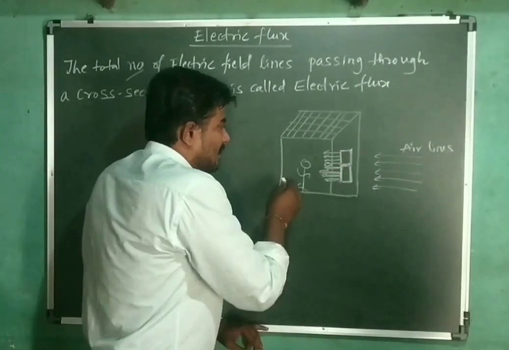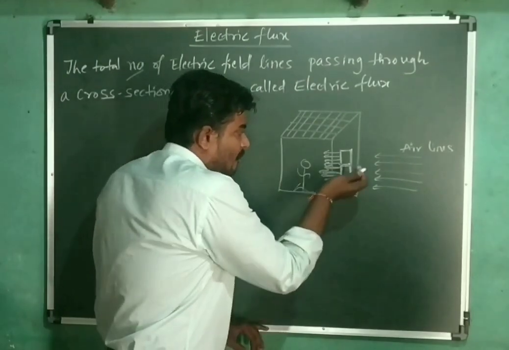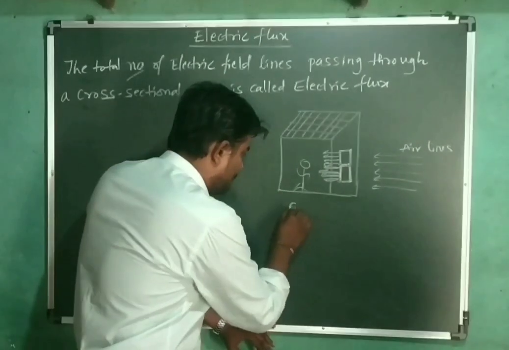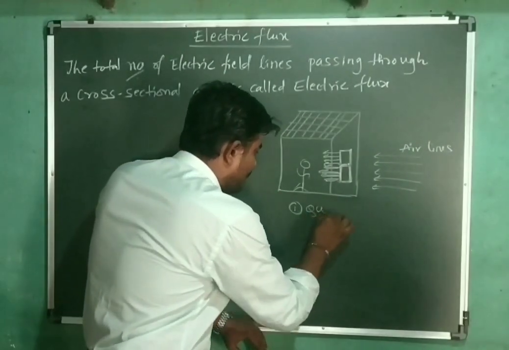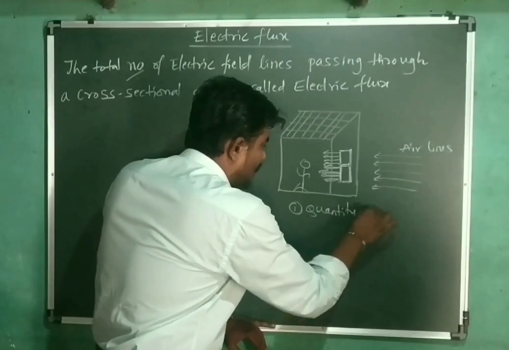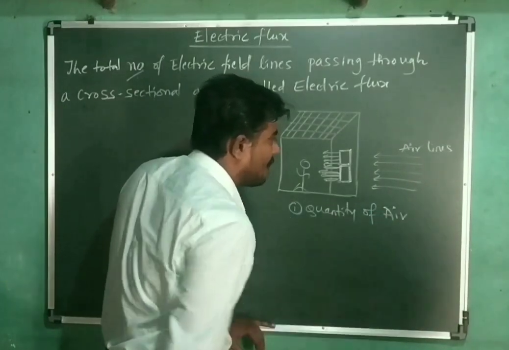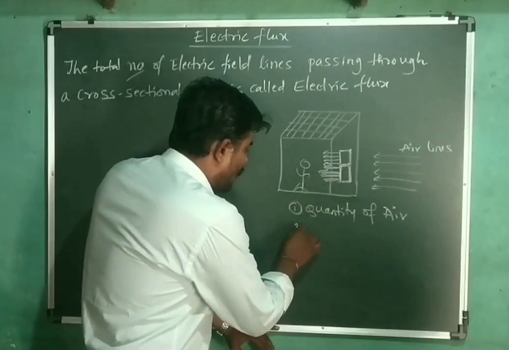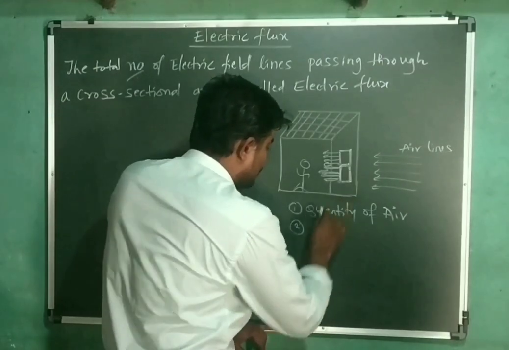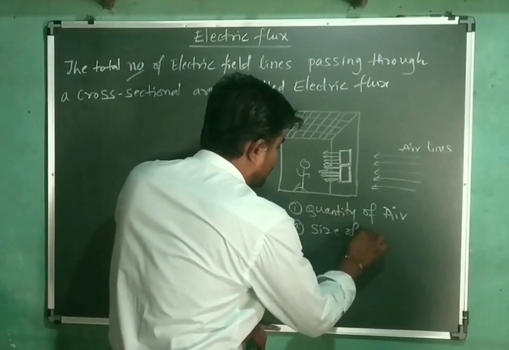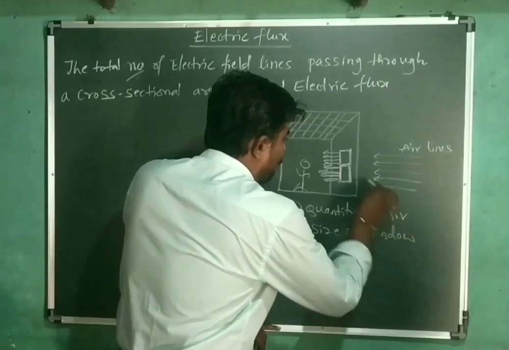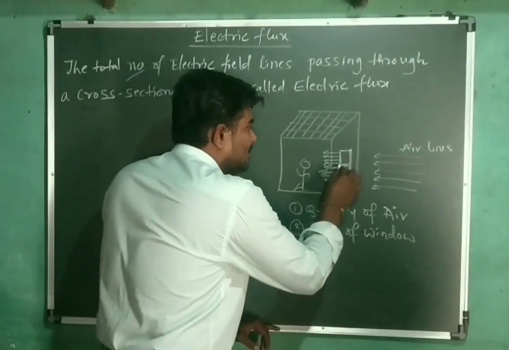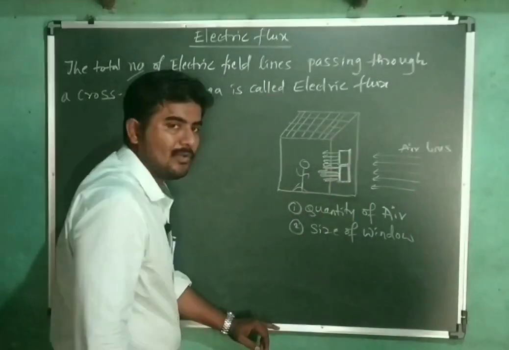It means the amount of air entering from outside to inside is depending on two factors. First factor, it is depending on quantity of air. If quantity of air outside is more, then more air can enter. And it is depending on second point, that is size of the window. It means if window size is bigger, then more amount of air will enter. If window size is smaller, then very small amount of air will enter.